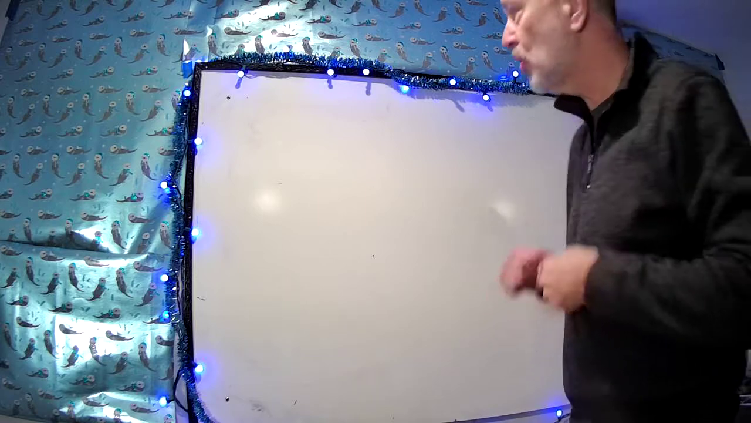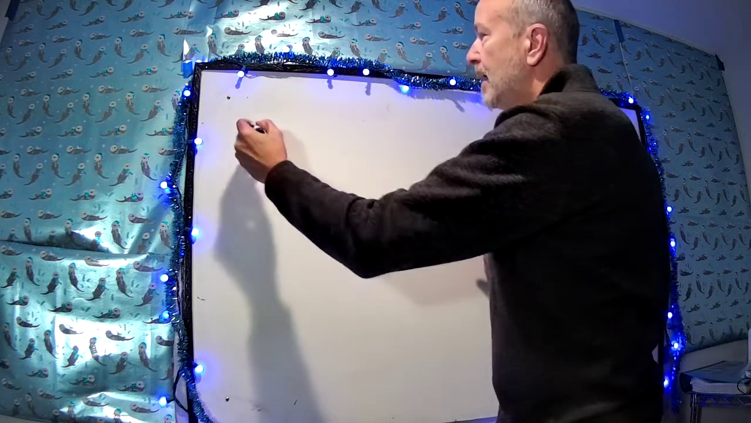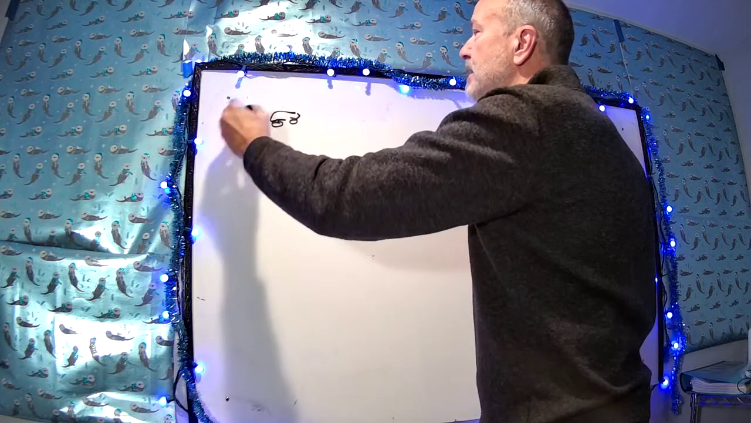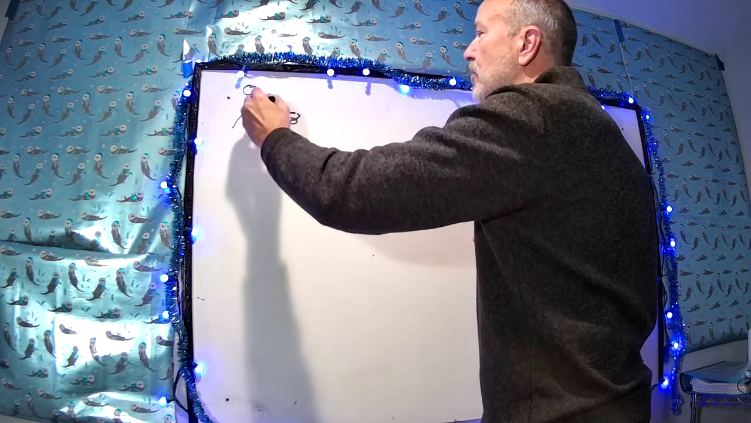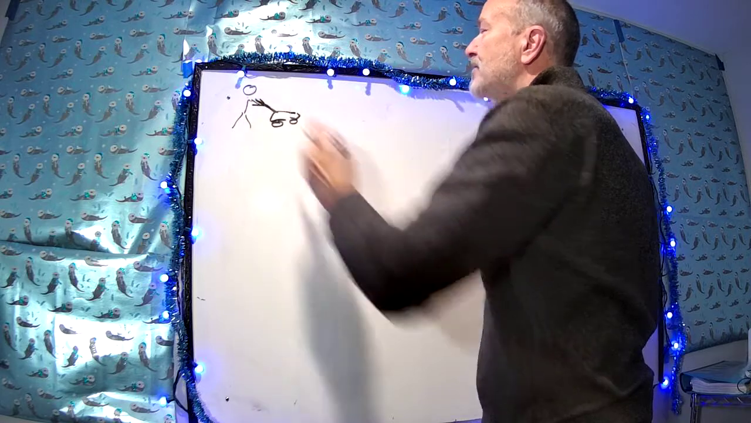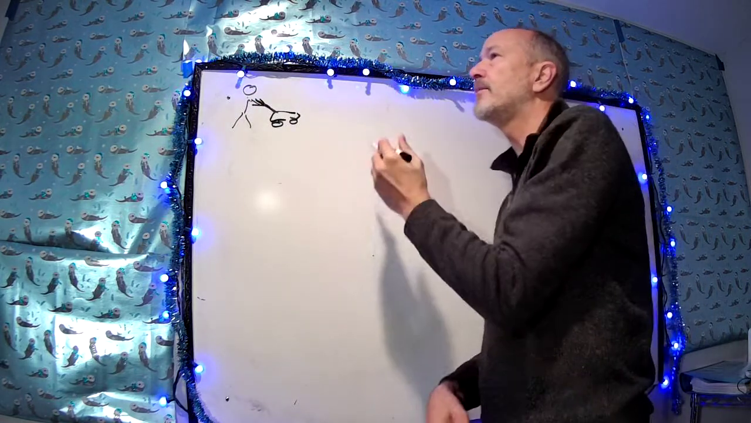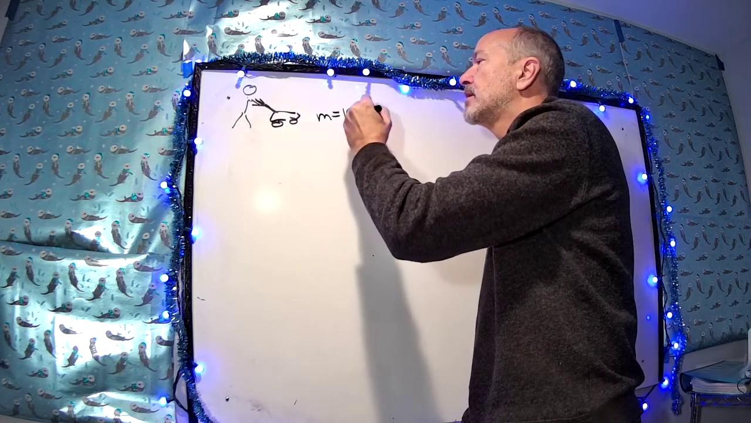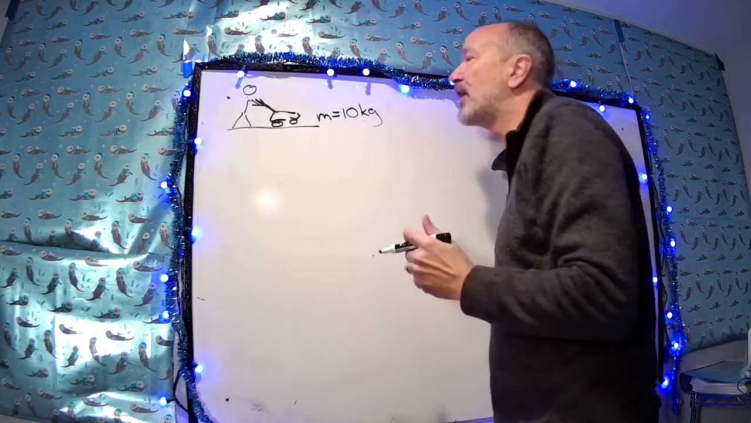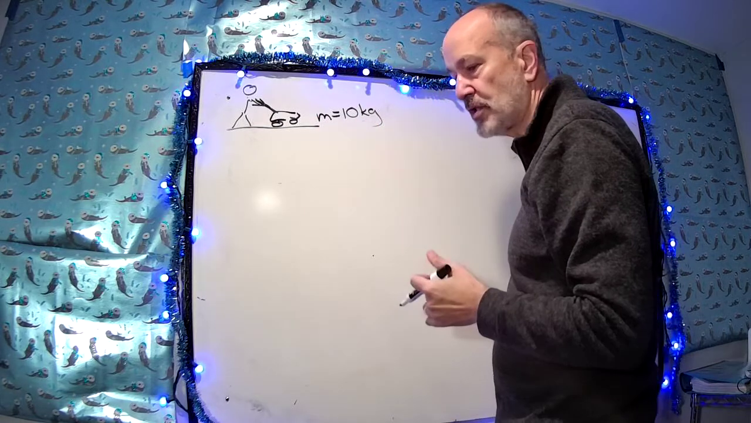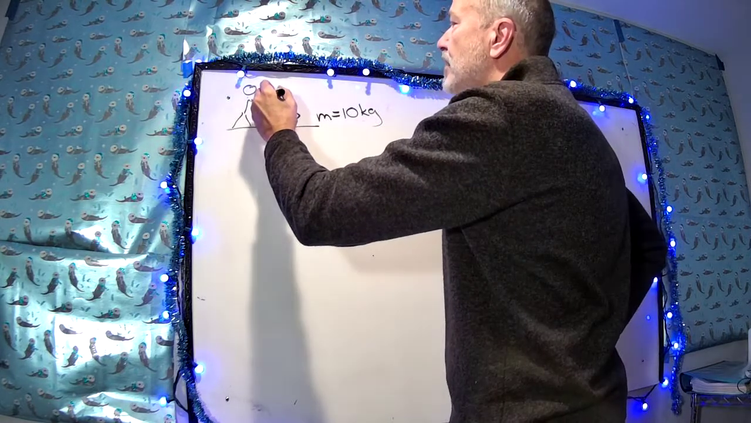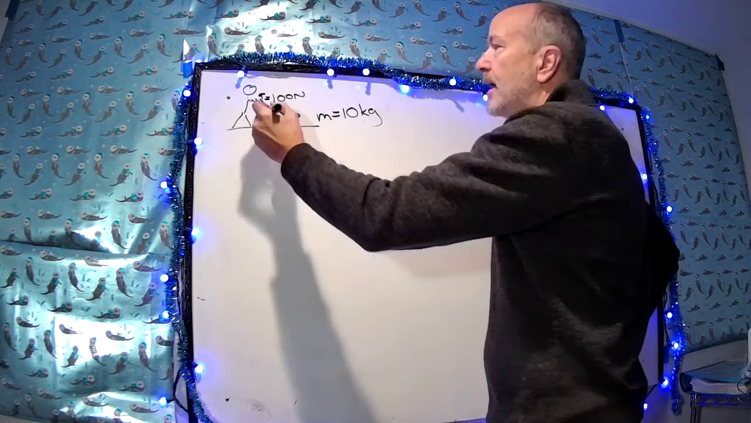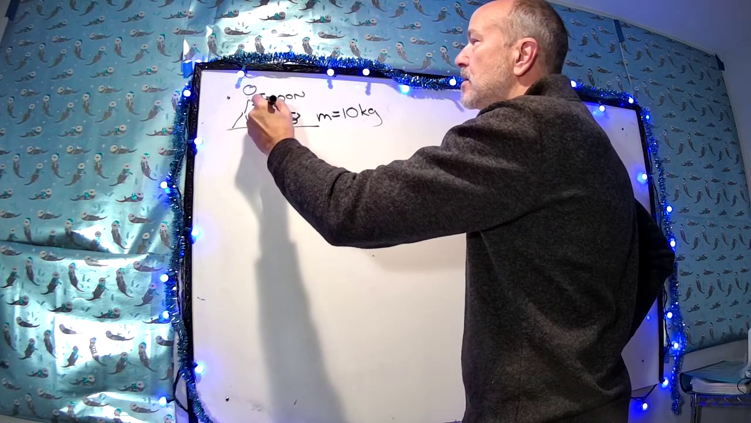Okay, I'm going to push a lawnmower. Let me just draw a little picture here. Here's the lawnmower, here's me, and I'm pushing on the lawnmower in that direction. The lawnmower has a mass of, I'm just going to say, 10 kilograms. I push with a force of 100 newtons, that's how hard I'm pushing, at an angle of 30 degrees.